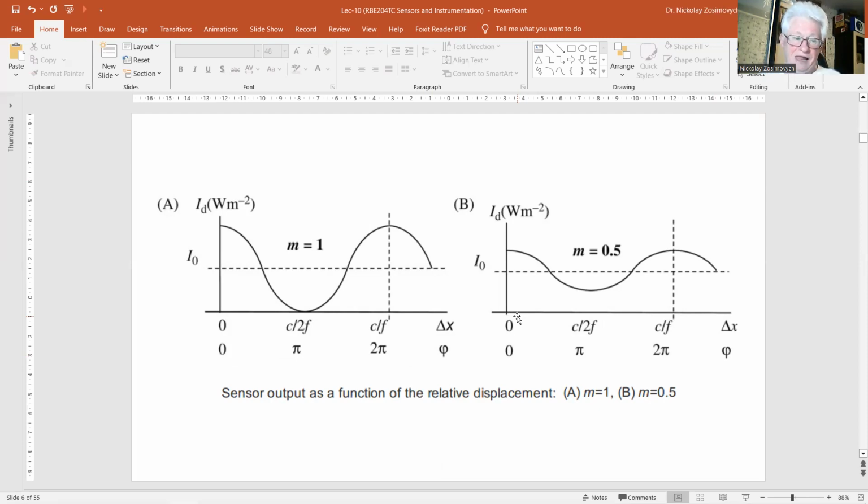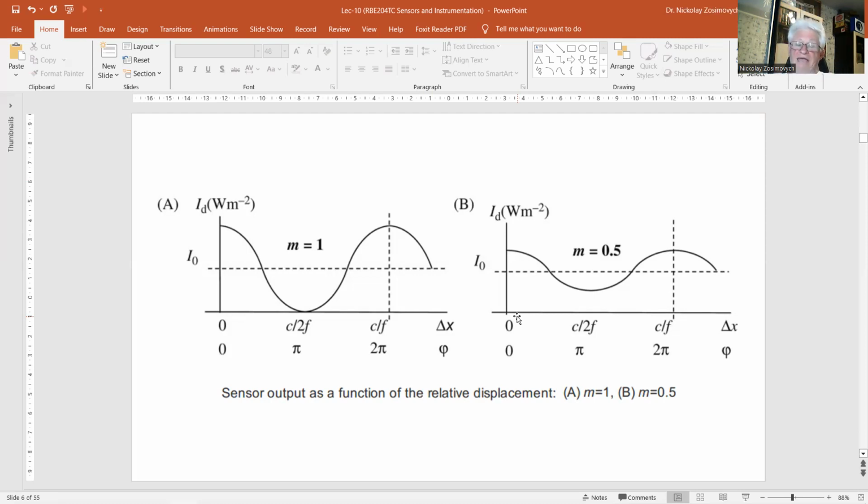And this figure shows that the output varies periodically with displacement. The unambiguous measurement range is just half a wavelength. For red light, it's about 300 nanometers. To cover a wider range, there are two possibilities.